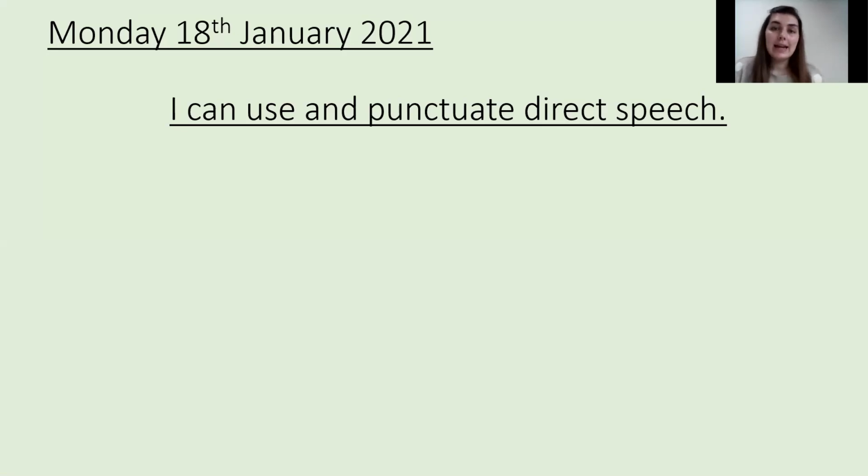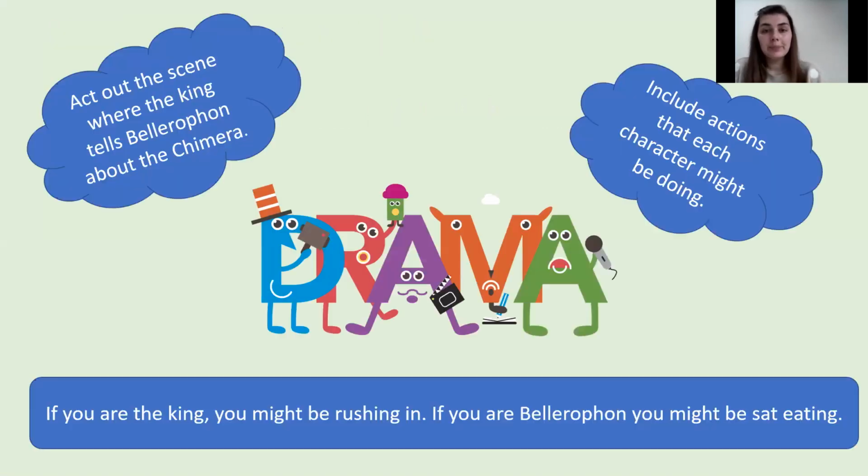Hello Year 3. Today in English we are going to be using and punctuating direct speech in order to be able to use it in our myth writing. To start off with though, we would like you to act out the scene where the king tells Bellerophon about the chimera, and you must include actions that each character might be doing. So for example, if you're the king, you might be rushing in, and if you're Bellerophon, you might be sat there eating. So pause the video here so you can act out that scene.